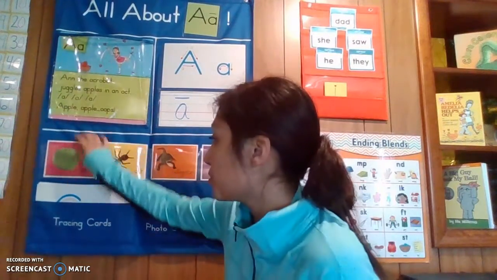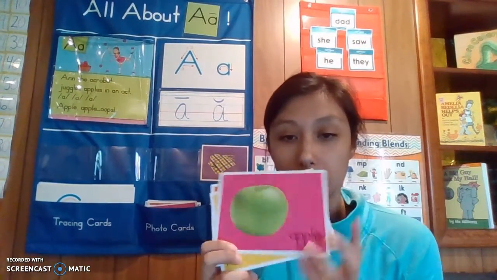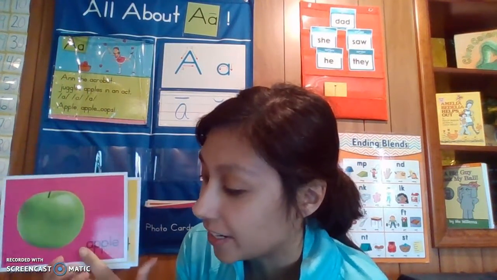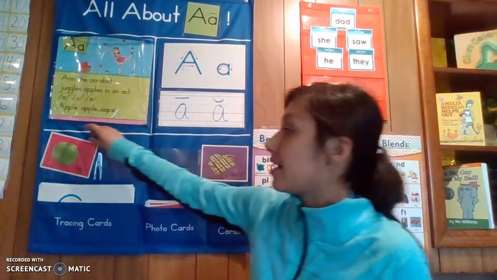So some examples of the ah sound would be apple. Do that with me. Get ready. Apple. Again, get ready. Apple. One more time, get ready. Apple. All right, so we hear the sound in apple.